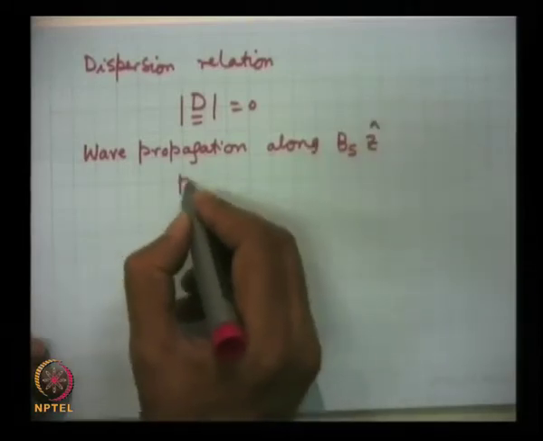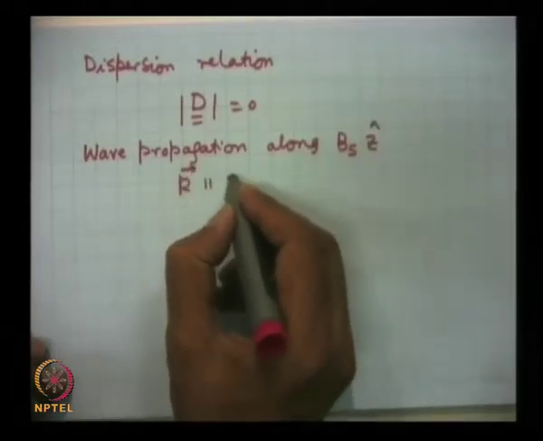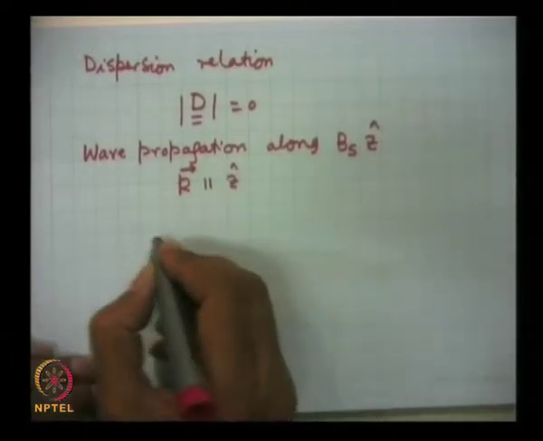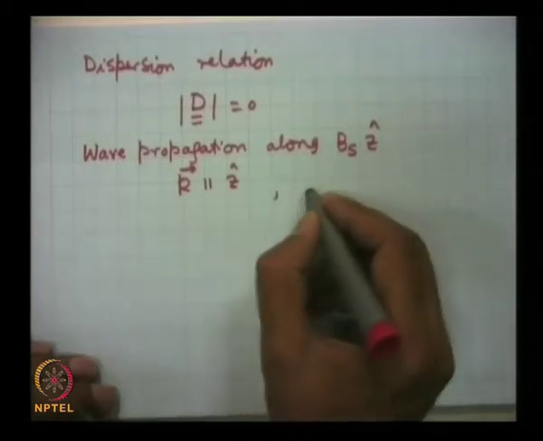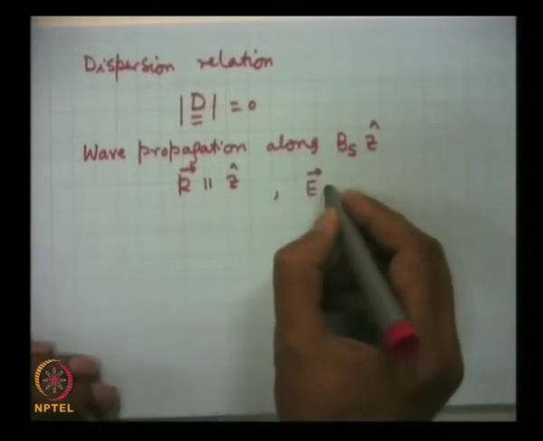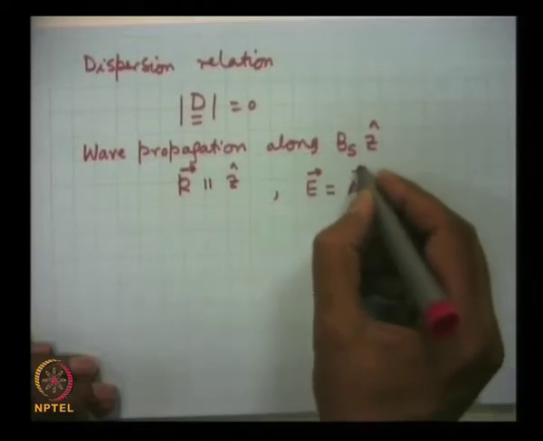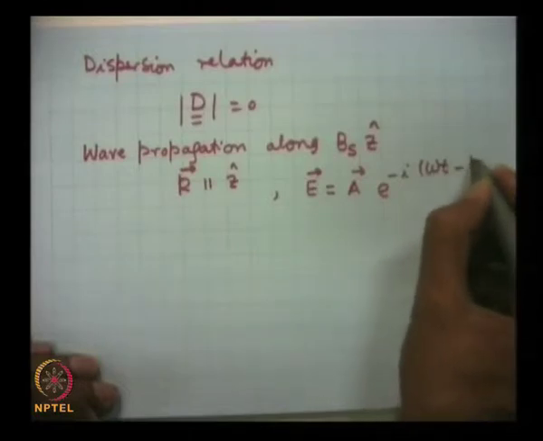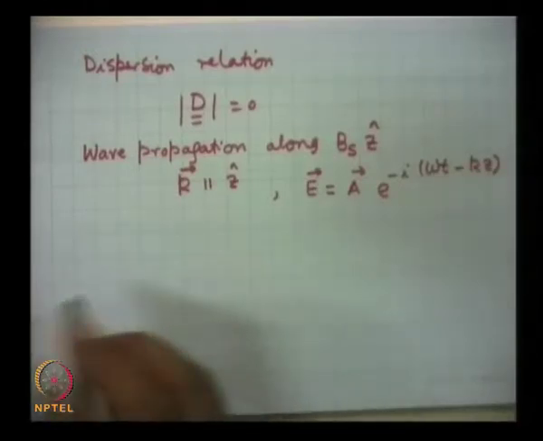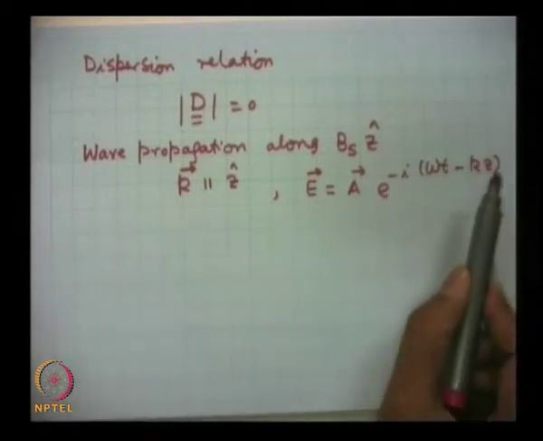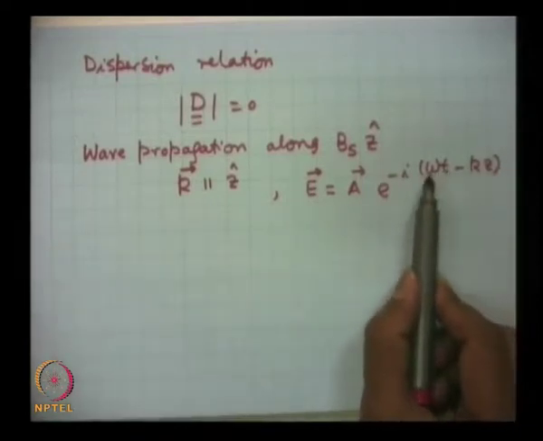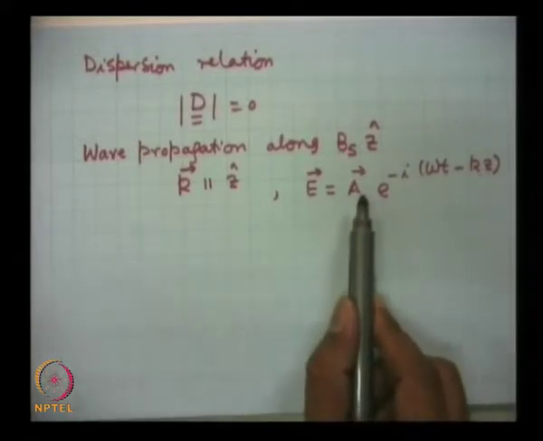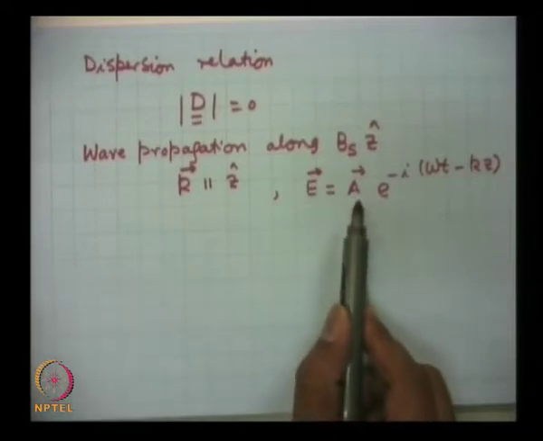So, I am choosing the k vector to have only z component, meaning I am allowing my wave electric field to be of this form: E is equal to A vector exponential minus i omega t minus k z. I would like to learn two things. What is the connection between k and omega? For a given omega, what is the value of k? And what are the relations between different components of the A vector?